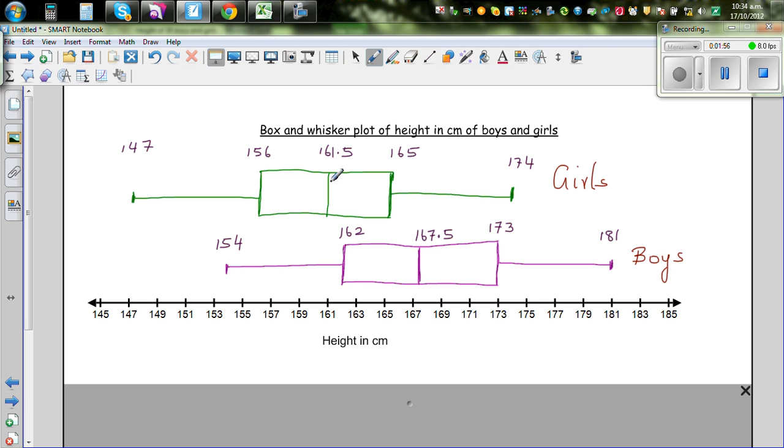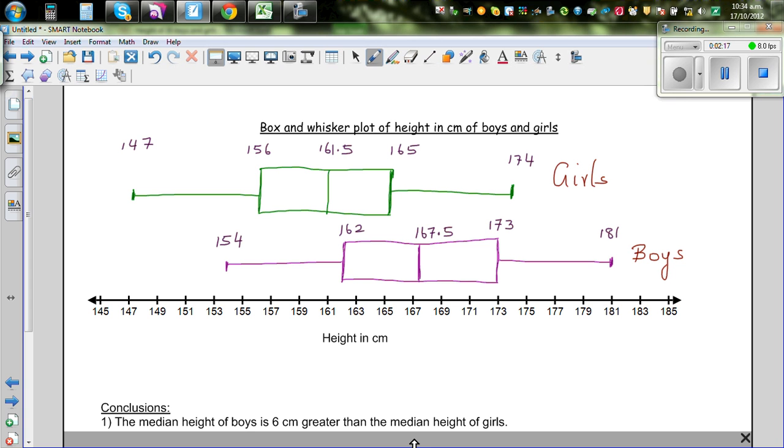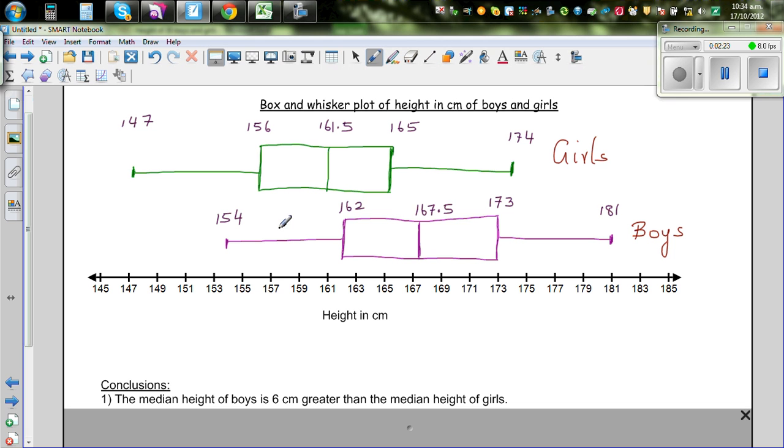Let's start with the median. The median for girls is 161.5 and the median for boys is 167.5. So instead of saying just that the median of boys is greater than girls, how can you say that in a better way? I've written the first conclusion: the median height of boys, 167.5, is 6 centimeters greater than the median height of girls. That's a better sentence.